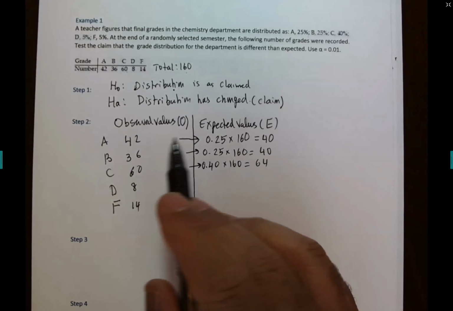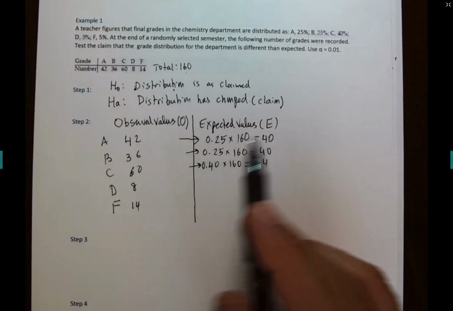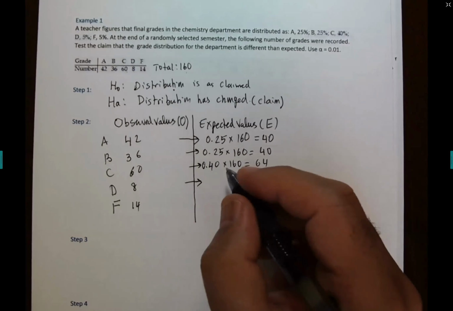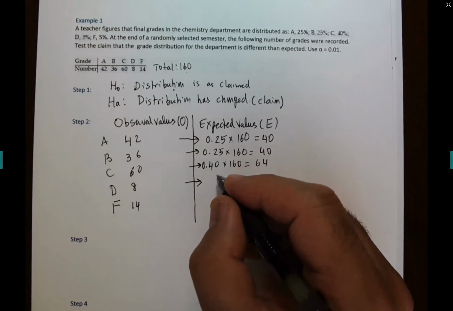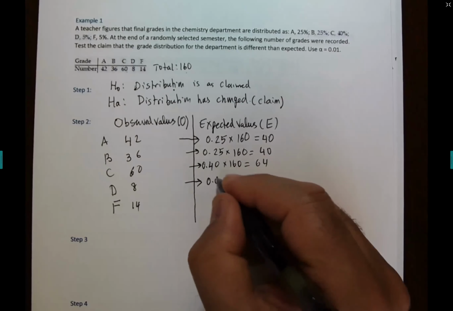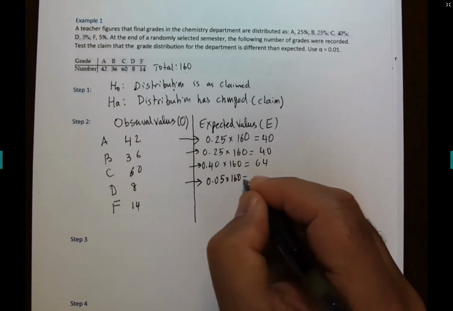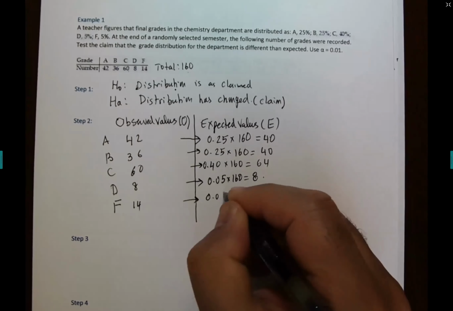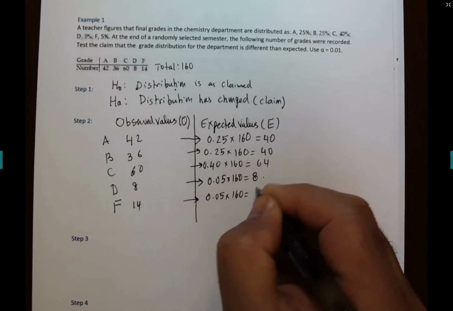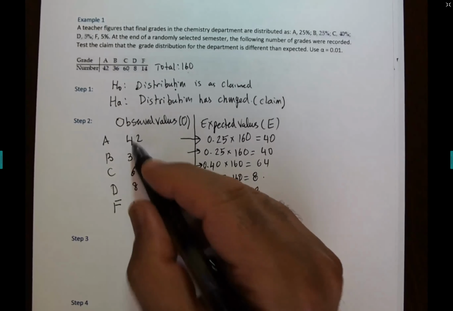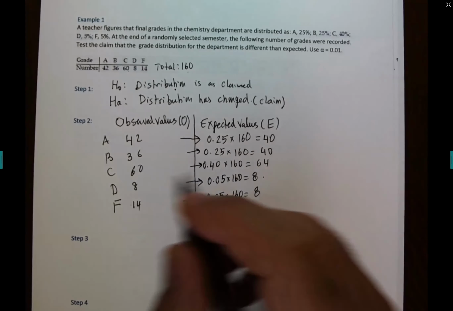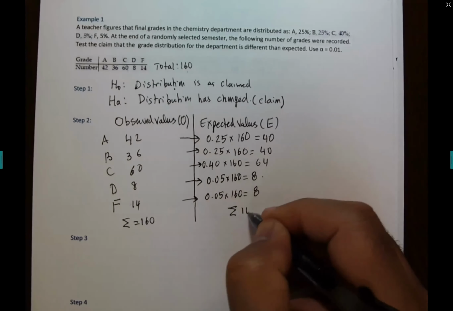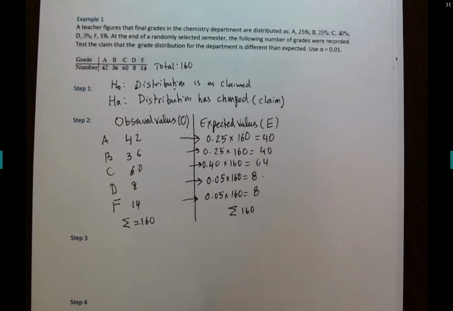Oh, wow, they look close, guys. Look, 42, 36 to 40, not a big difference. So we're good so far. Maybe the distribution is good. D, we got 5%, 0.05 times 160. Oh, perfectly, 8 here. Perfect match. And here, 0.05 times 160, which is 8. If you guys add the O's or add the E's, you should get 160. Here the sum is 160, and here the sum is also 160. If you don't get 160 here, you've made a mistake somewhere.